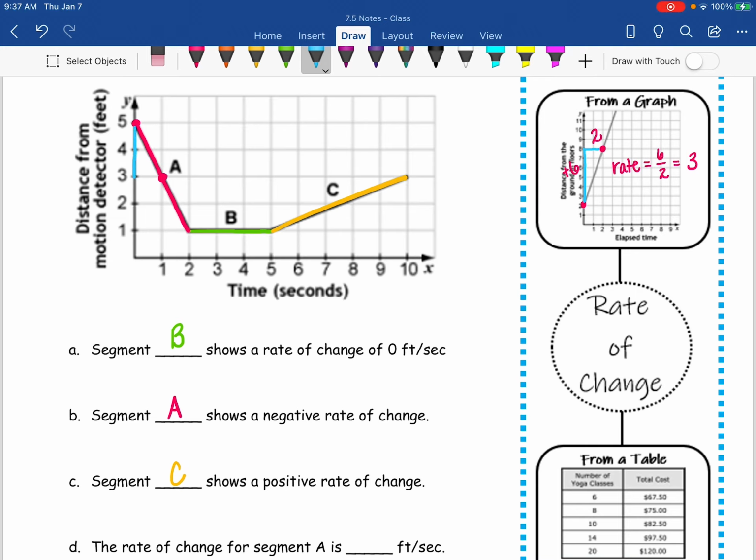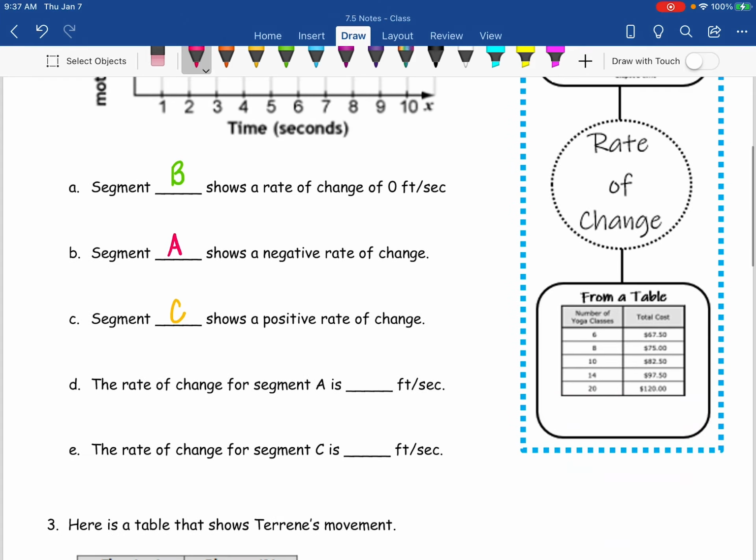Okay, so I'm going to draw in my triangle, and then I want to find the lengths of both sides. So the vertical change, or my fall, is 2, length 2, takes up 2 blocks. So -2 is my fall. And then my run is just 1, takes up one block. Okay, so when I go to find that rate, the rate is going to be the fall over the run. So I have -2 over 1, which gives me a rate of -2 feet per second.